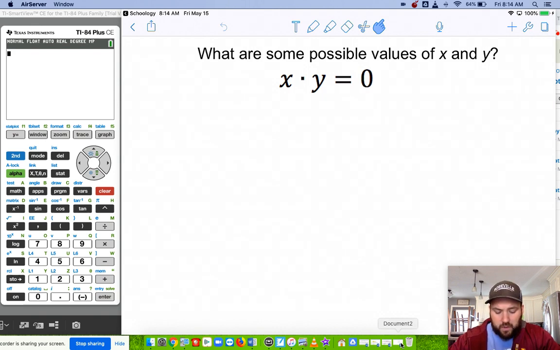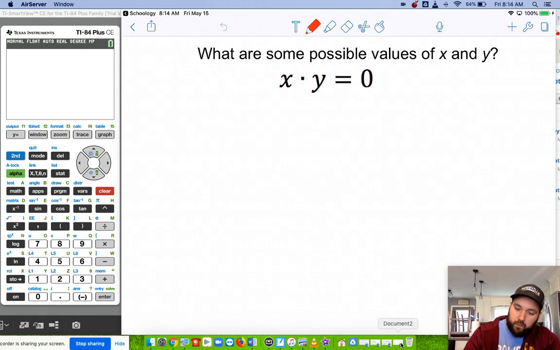I want you to just take 5 seconds and think to yourself, if x times y equals 0, okay? If I have to multiply x and y and the answer is 0, I want you to think about what are some possible combinations. What could x and y be? What two numbers might multiply to 0? While I make this chart, go ahead and see if you can come up with some ideas in your brain.